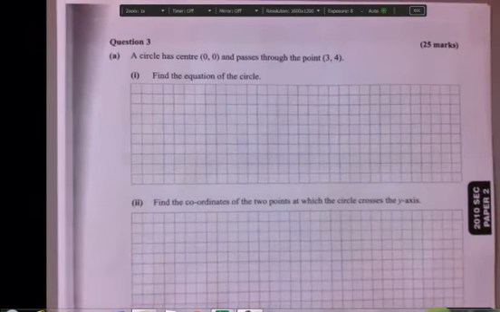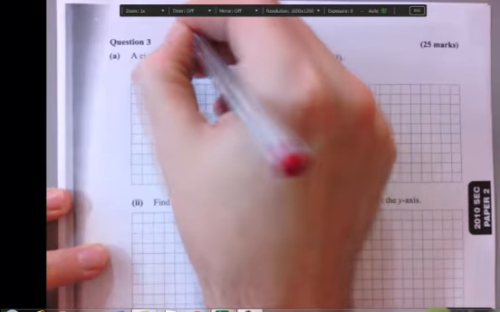Okay guys, so this is going to be a really quick video. This is the 2010 state exams paper. It's paper 2 and it's question 3, so it's on the circle.